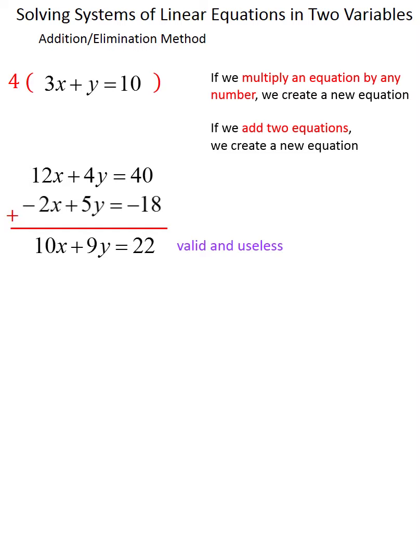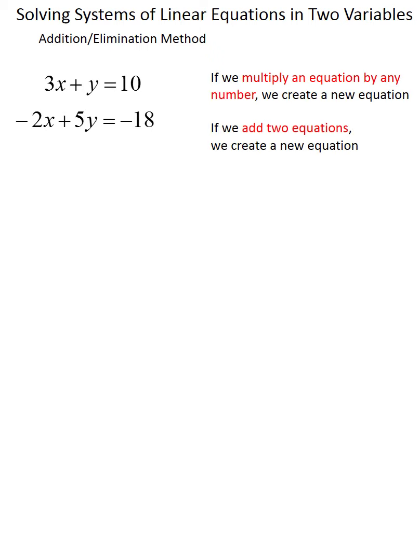In other words, I've followed the rules of math. Everything I've done is valid, but of what value is it to me to have the equation 10x plus 9y equals 22? It's just another equation to add to my system. I haven't made any progress. And if you're wondering what I mean by progress, let me show you.